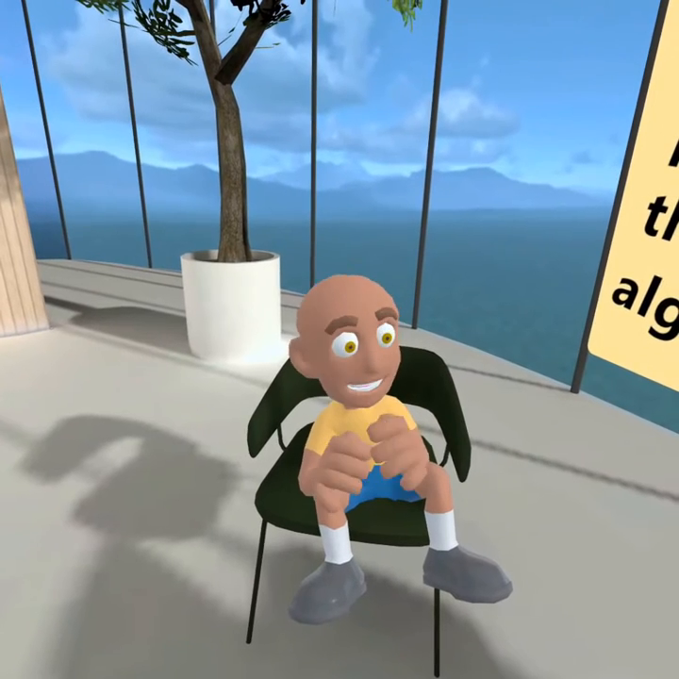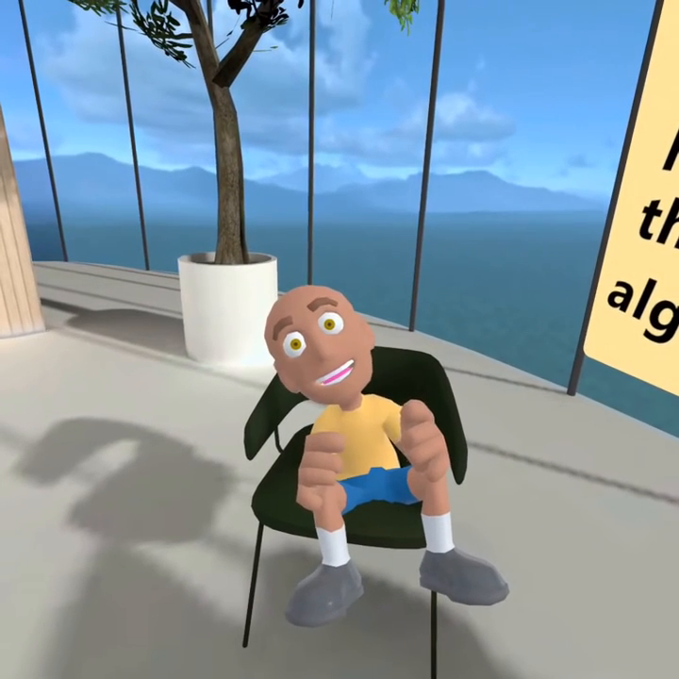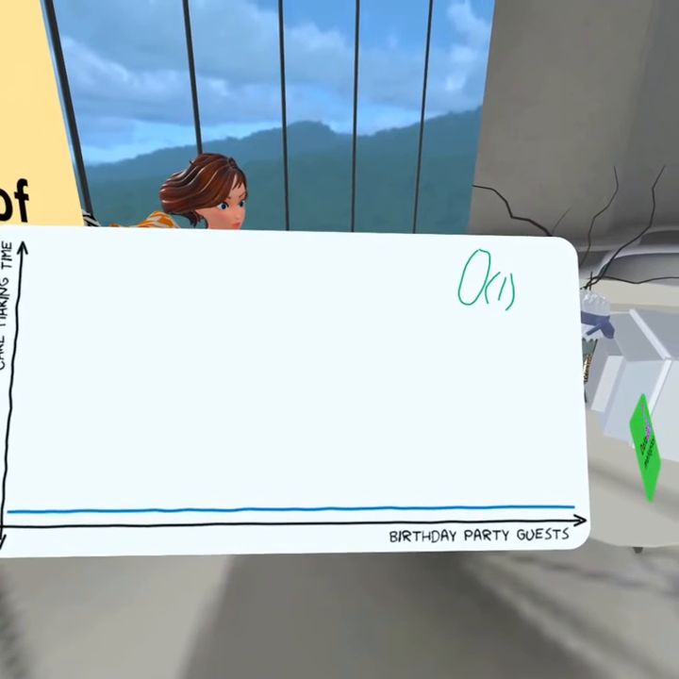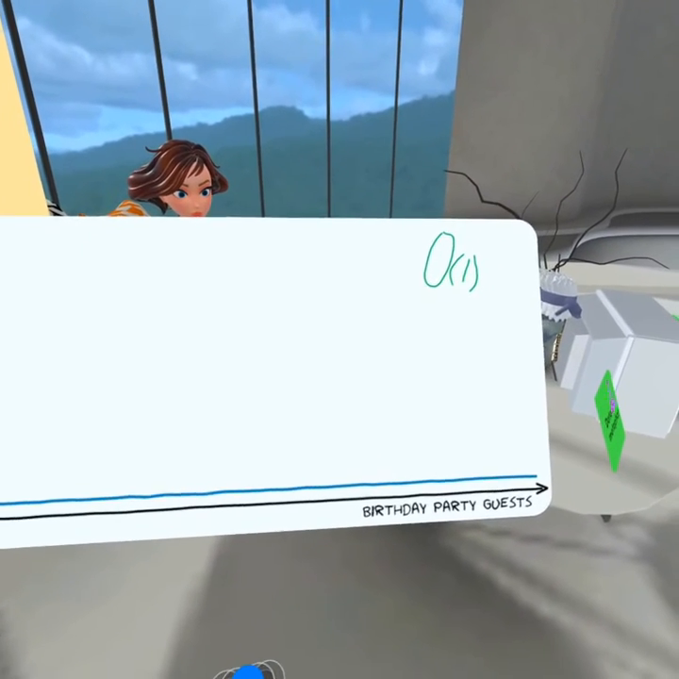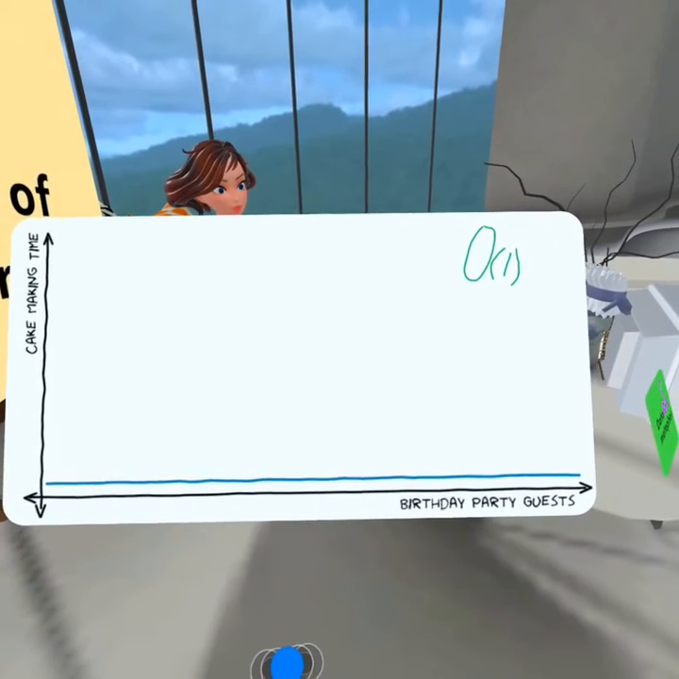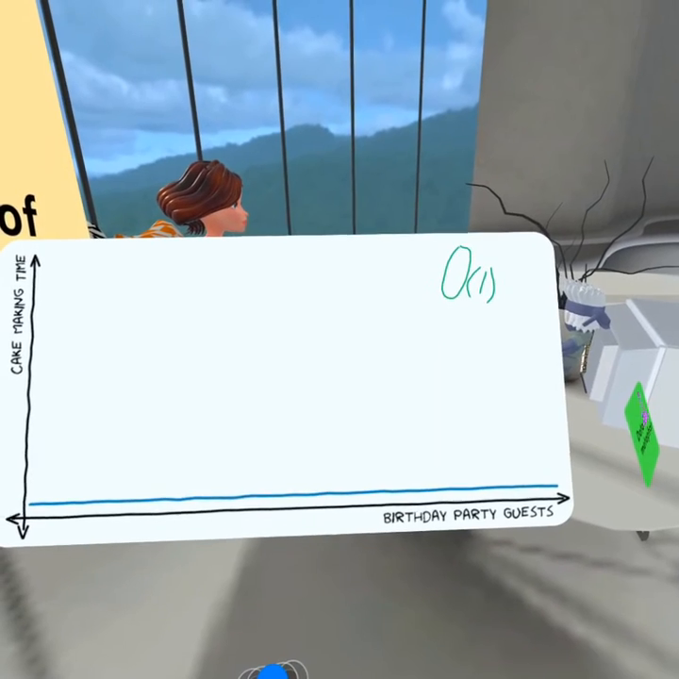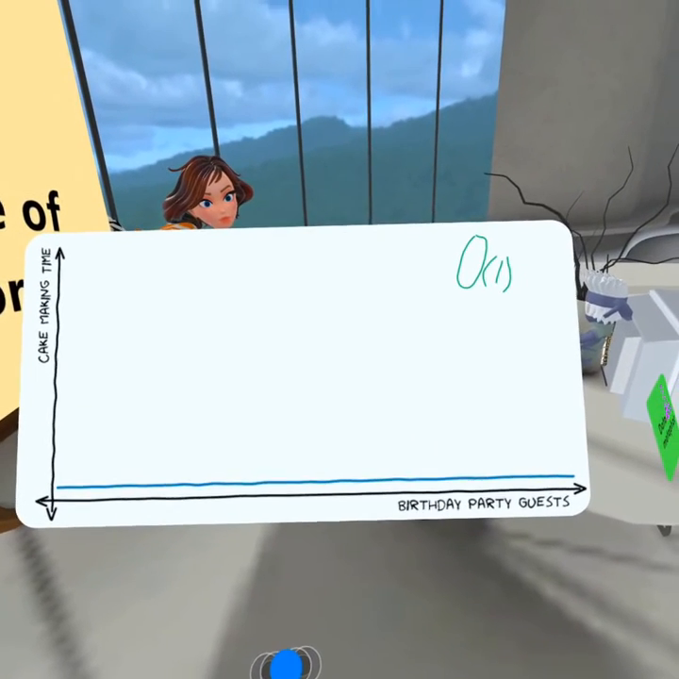Just like when you have a party, suppose the x-axis is the number of people who come, and the y-axis is the time needed to make the cake. Let's first understand the symbols that represent performance.